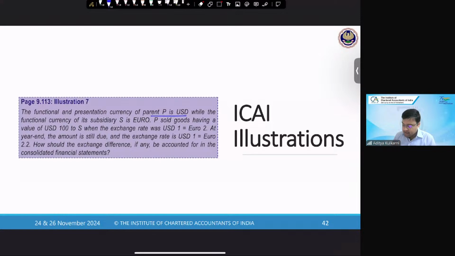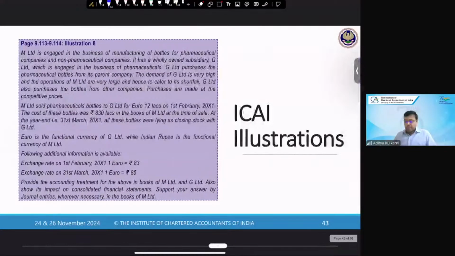Functional and presentation currency of the parent is dollar, the subsidiary is euro. P sold goods of $100 when the rate was $1 equal to 2 euros. At the year end, the amount is still due. Exchange rate is $1 equal to 2.2 euros. How should the exchange difference be accounted for in the consolidated financial statements? You show the exchange difference and you don't avoid accounting for it in the consolidated financials because it does represent a group exposure. Is it okay? Okay? All right.